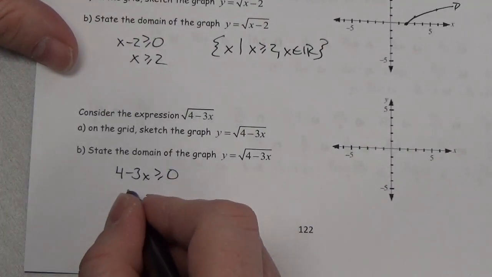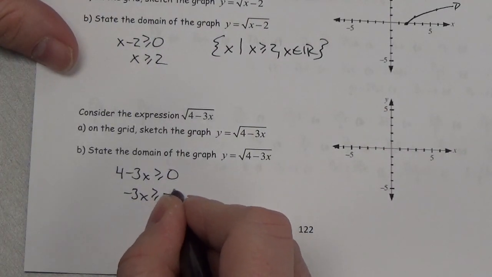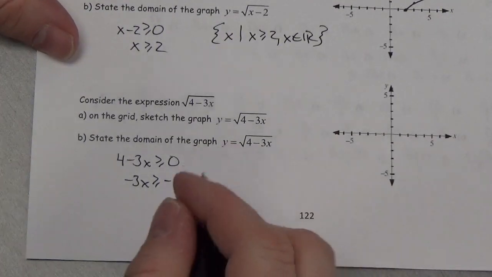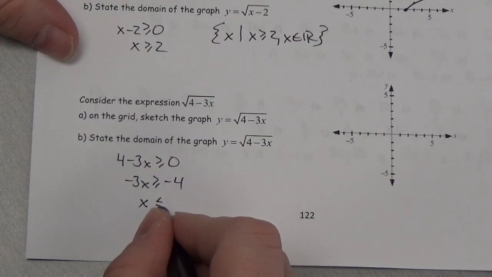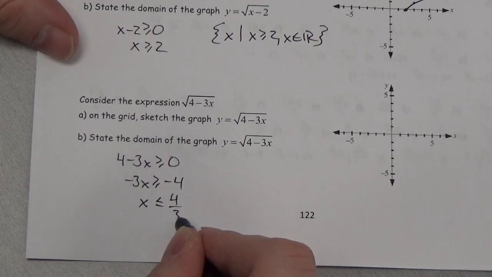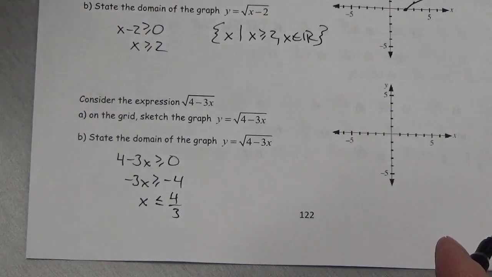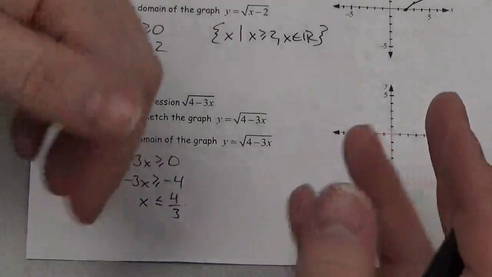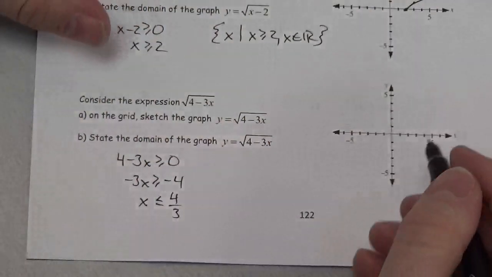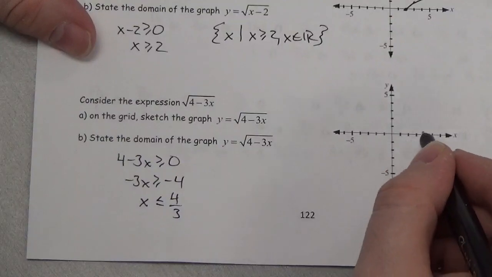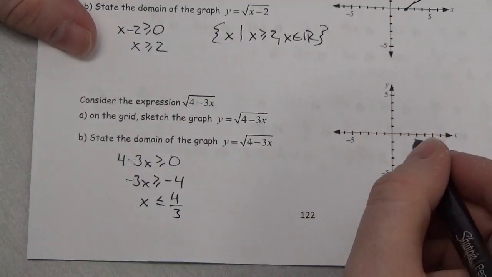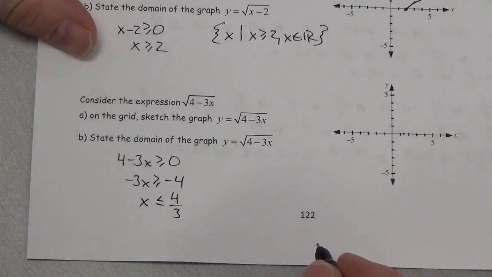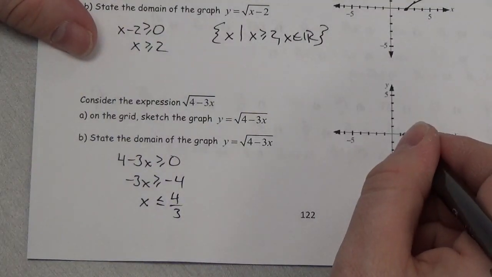So I'm going to move the 4 over. Remember, it becomes negative here. And then I'm going to divide by negative 3. And when you divide by a negative, remember that changes the direction of the sign. So what we get here is that x is less than or equal to 4/3. So actually what this does is it reflects this function, moves it over here, and it's going to open in the other direction. So 4/3 is going to be somewhere over here. So there's my x-intercept there.